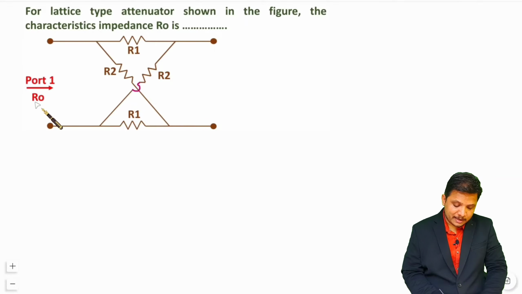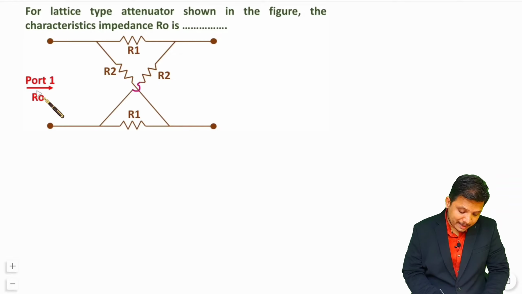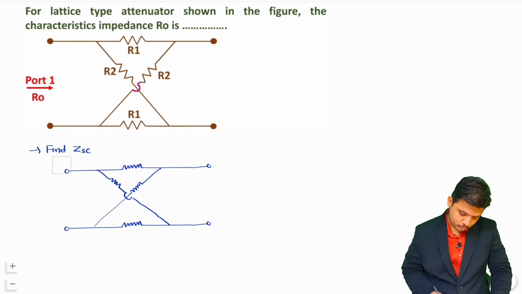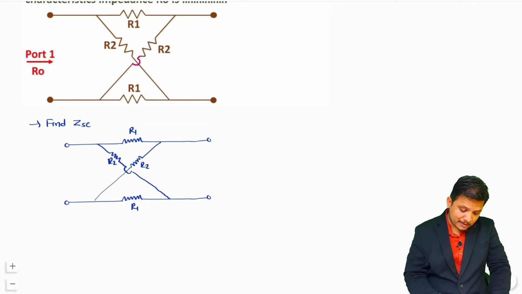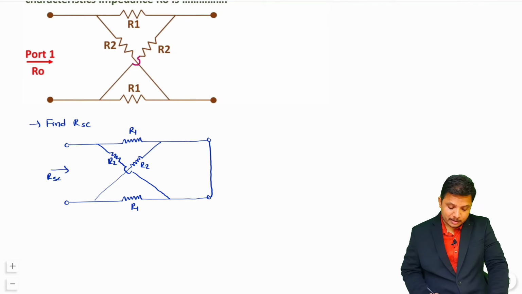Now you see here, the characteristic impedance that we will be calculating is at port 1, right? So when you want to find characteristic impedance, that is R0 over here. So in that case, first you will have to short this port and then find ZSC. So to find ZSC, here resistances are there. So let me write this is RSC, right? So RSC that we can find from here as if this port is shorted, right?